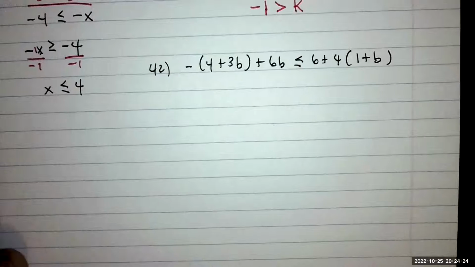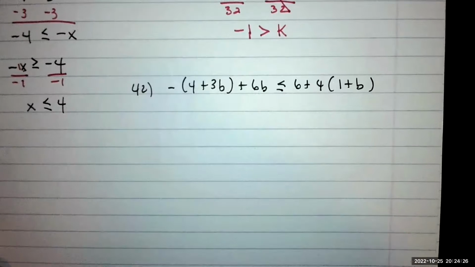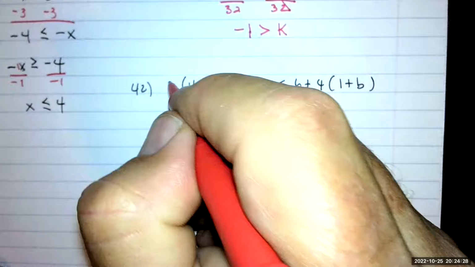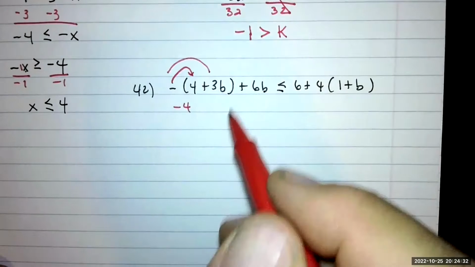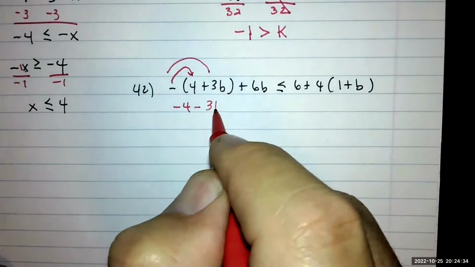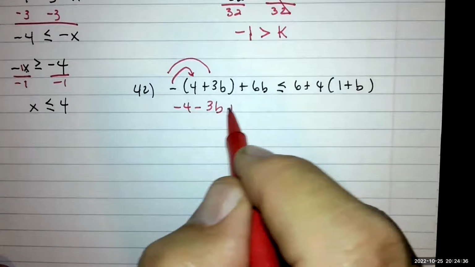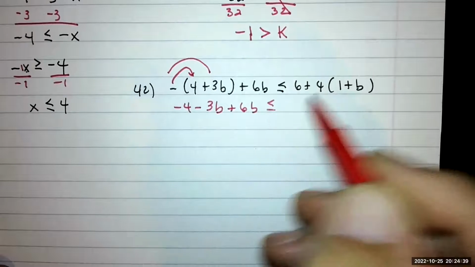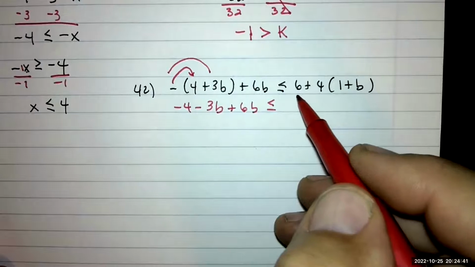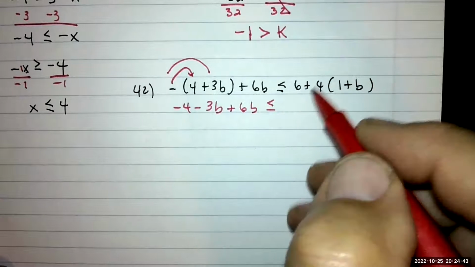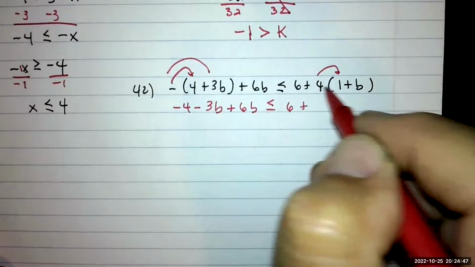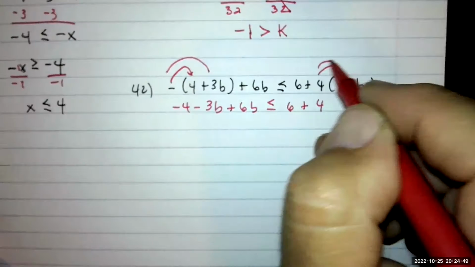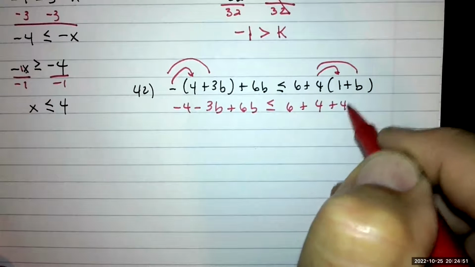Okay, so I'm going to see parentheses. So I'm going to do distributing first. So a negative times 4, that's a negative 4. A negative times 3b, that's a negative 3b. Leave the 6b alone. This 6 is that 6? I better make sure I didn't write it wrong. Okay, that's right. This 4 is next to the parentheses, so we're going to multiply that. So we're going to say 6 plus 4 times 1 is 4. 4 times b is 4b.